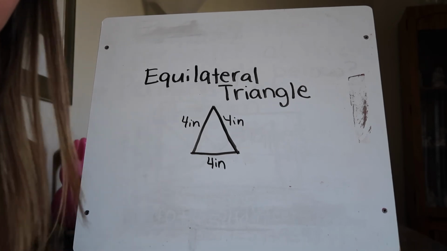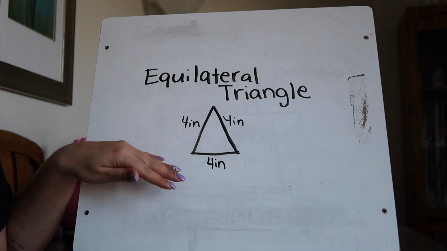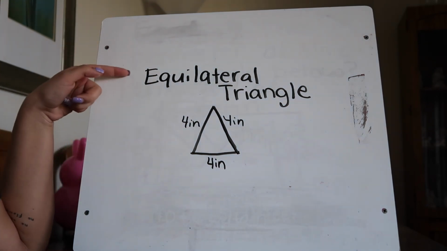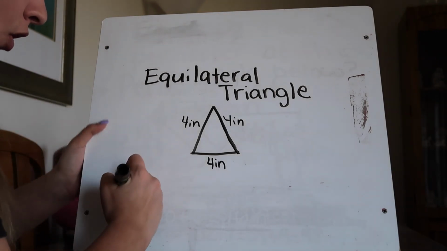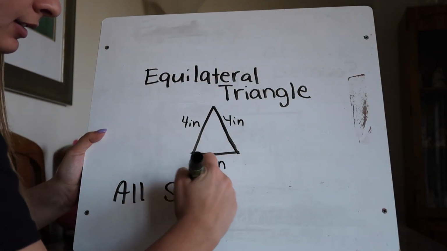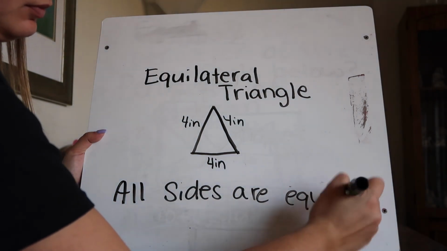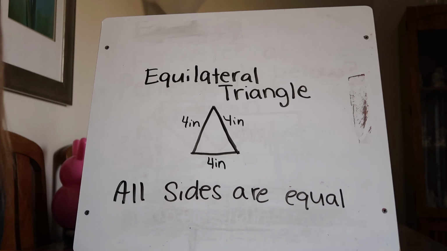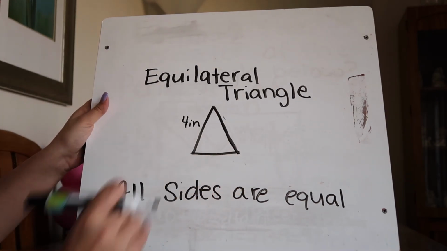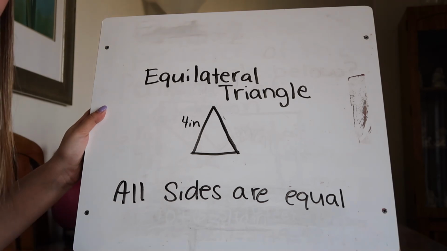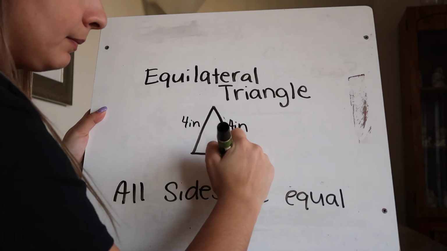All right, so as you can see here on my board, I have a triangle, but this is a specific type of triangle. It's called an equilateral triangle. Now, what this means is that all sides are equal. So if I see something that's labeled as an equilateral triangle and only one of the sides is labeled, I already know that since all of them are equal, they will all be the same.